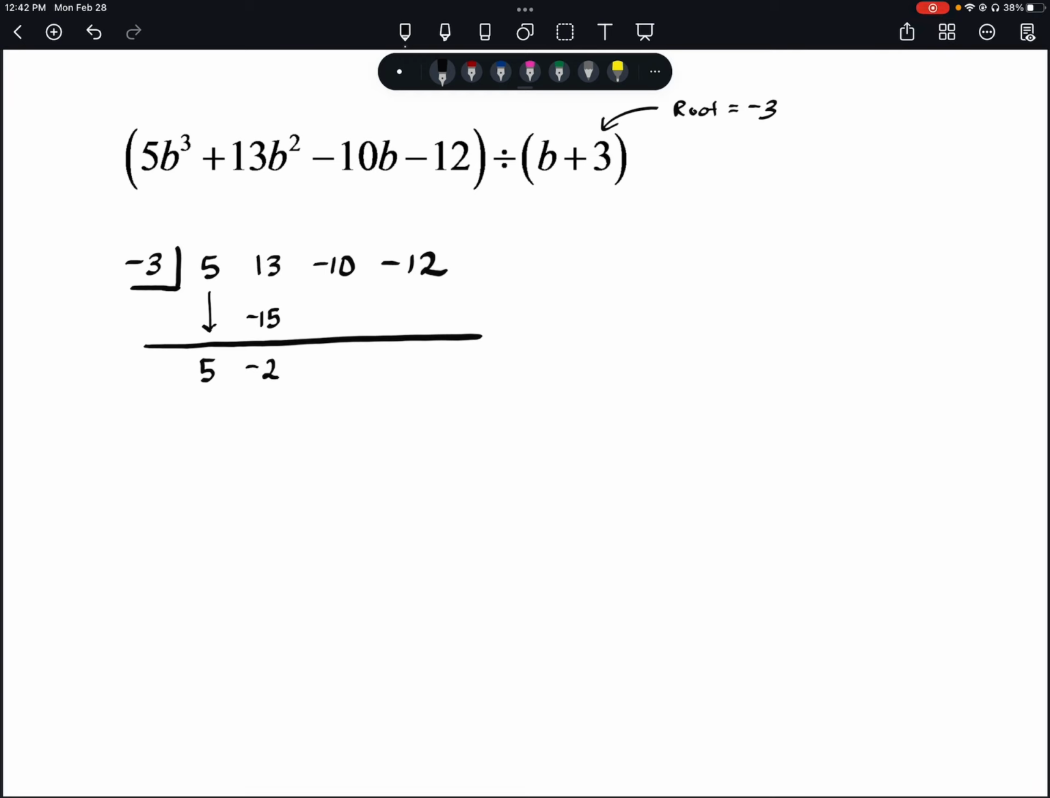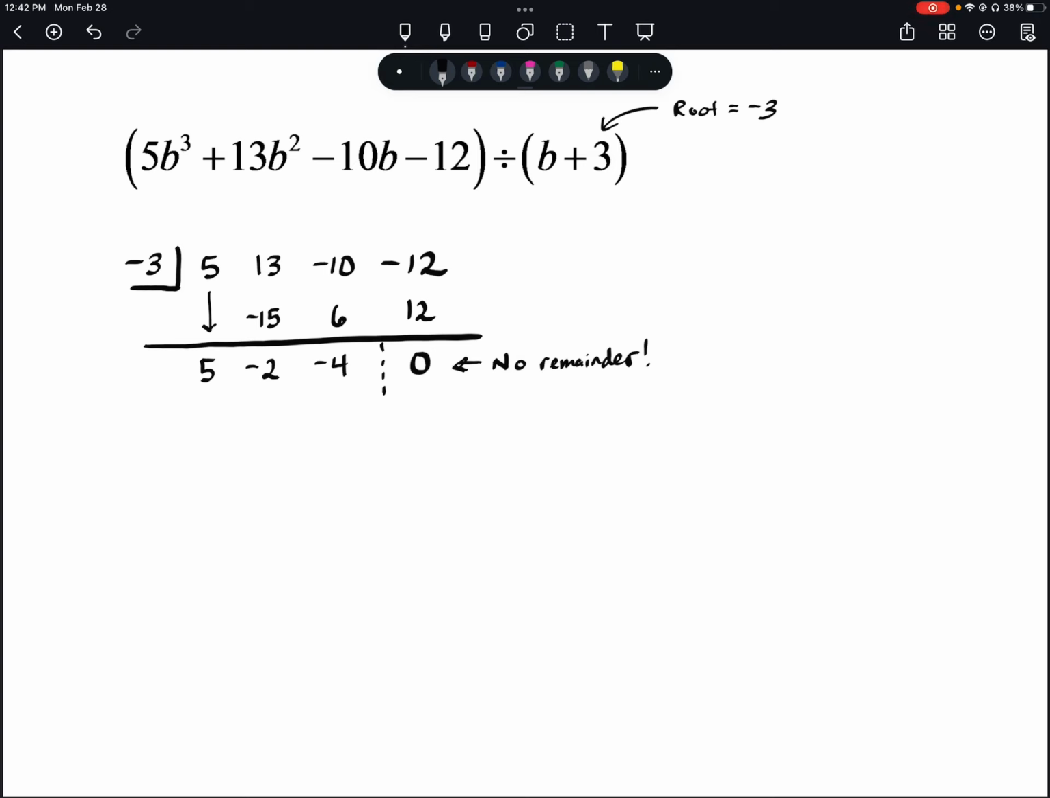Negative 2 times negative 3 is 6. Negative 10 plus 6 is going to be negative 4. And then negative 4 times negative 3 gives us positive 12. When we add those last two, we get 0, which means there is going to be no remainder. Okay, so that means that b plus 3 was a factor of that original expression.